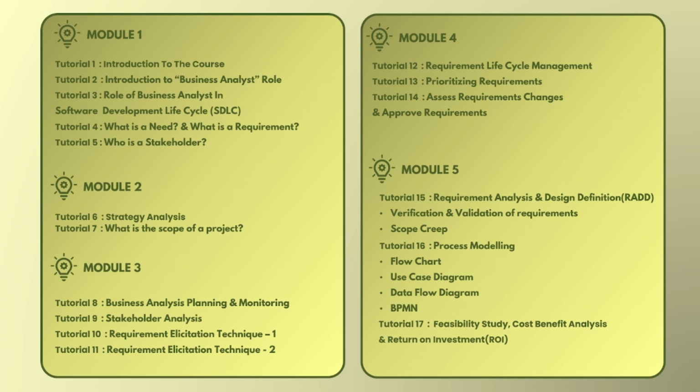Whereas in module 3 we dive into business analysis planning and monitoring, which is another BABOK guide area where we explore how to plan BA work, identify stakeholders, choose the right elicitation techniques and monitor the performance of BA activities. In Module 4, we explored requirements lifecycle management, where we covered all 5 key steps in detail and saw how each step helps keep requirements organized and under control throughout the project.